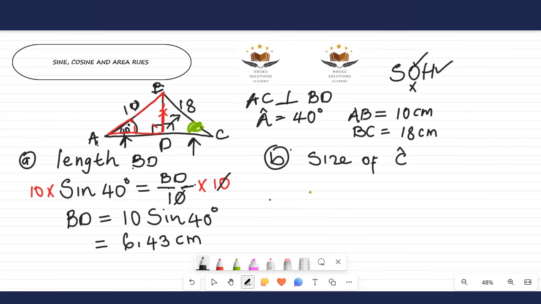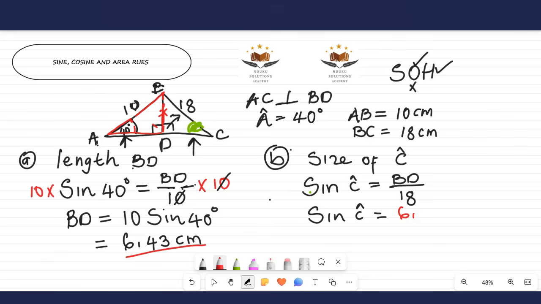So we'll have your sine of C is still equal to the opposite side, which is BD, all over your BC, which was given as 18. But you have the value of BD. So your sine of C is equal to what we found for the side, 6.43, all over 18. This will give you a value.